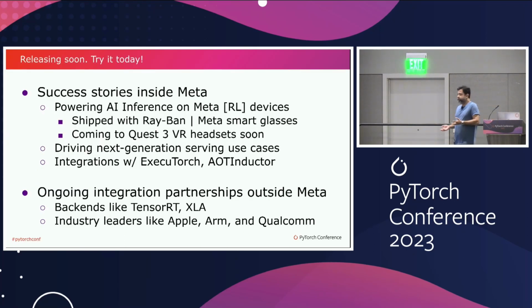Just so you know, this is not just a prototype. We have been using export successfully inside Meta for a while. In fact, it is powering AI inference on Meta Reality Labs devices. It's already shipped with Ray-Ban Meta smart glasses, and it's coming to Quest 3 VR headsets soon. It's also driving a whole bunch of our next generation serving use cases. And this is all made possible through integrations with ExecuTorch and AOT Inductor. You might have heard talks about these throughout the day.